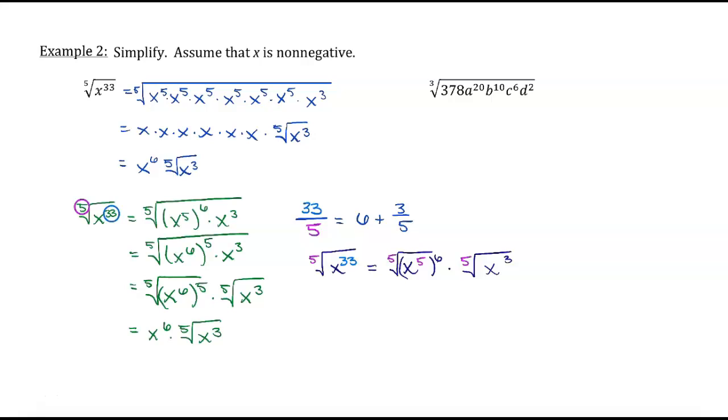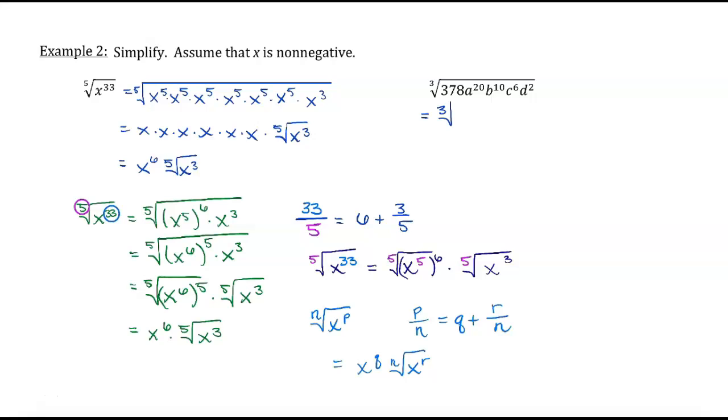In general, we can write that when we're simplifying the nth root of x to some power p, if p divided by n is equal to some quotient q plus some remainder over n, then this expression simplifies to become x to the q times the nth root of x to the r. Let's try this out with our example of the cube root. We have the cube root of 378 a to the 20th, b to the 10th, c to the 6th, d squared. We'll simplify this using the generalization that we just found.